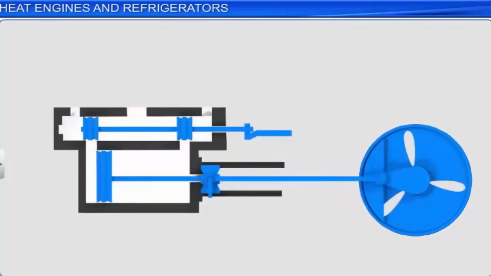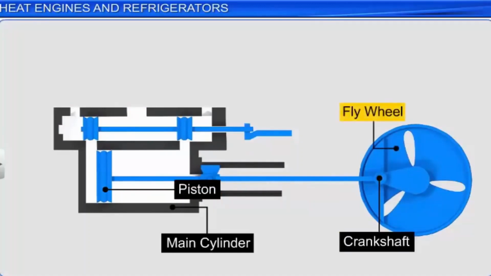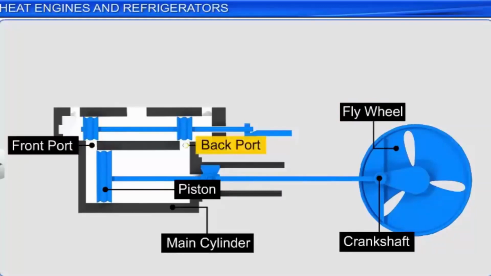It consists of a main cylinder with a movable piston. The piston is externally connected to a crankshaft, which in turn is connected to a flywheel. The top portion of the main cylinder has 2 ports, called the front port and back port. In a chamber adjacent to the main cylinder, a valve is allowed to slide.